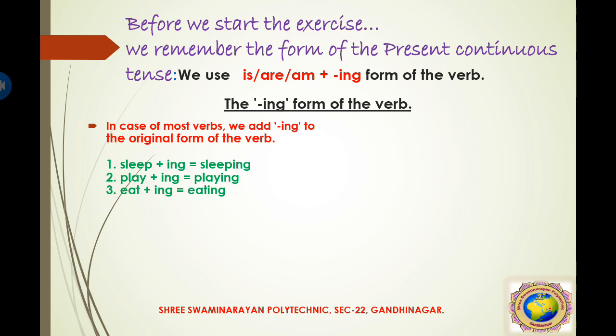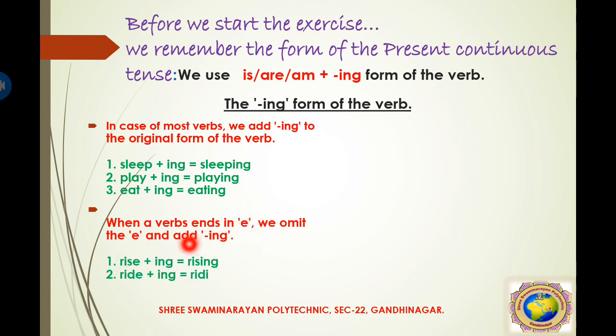So there is nothing changed, but you just add the ing form. This is the one method. Now in the second method, when a verb ends in e, we omit the e and add the ing. Suppose rise. So remove the e: rising, riding, sining. Okay. So this is the second method to make an ing form.